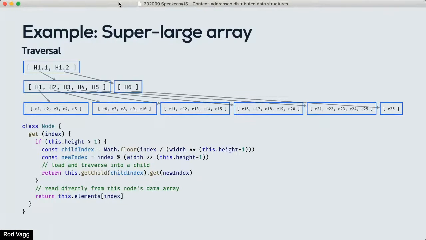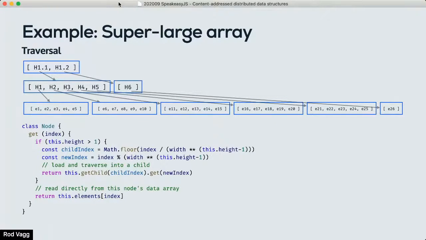So if we have this root and it's height 2, and we say get me index number 21, then we run this little algorithm. It says, okay, I'm not a height 1, so I have child elements. I need to figure out which child element to call into. So you slice off some bits, and you say, I want which child index. You can run this division. I'm not going to go into the details here, but basically I get the index of my child element, and then I get a new index to pass to that child element.